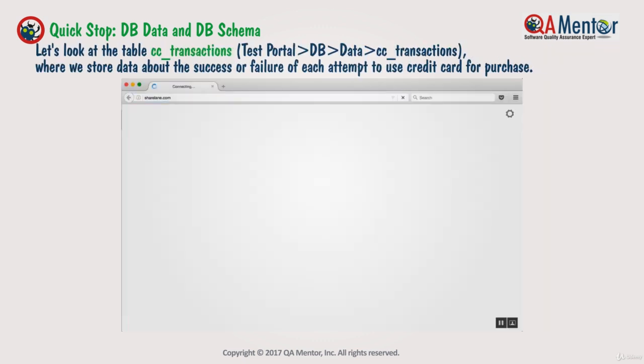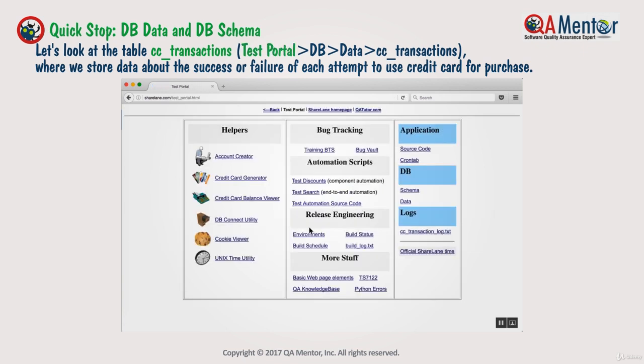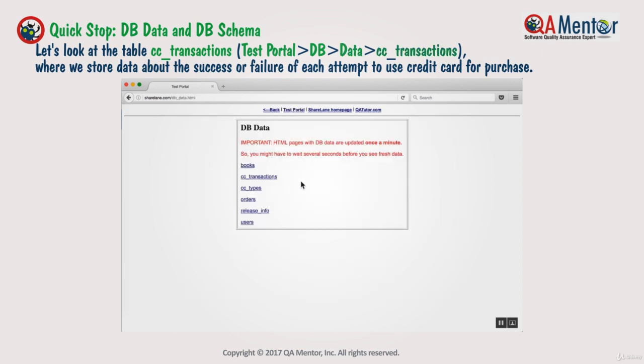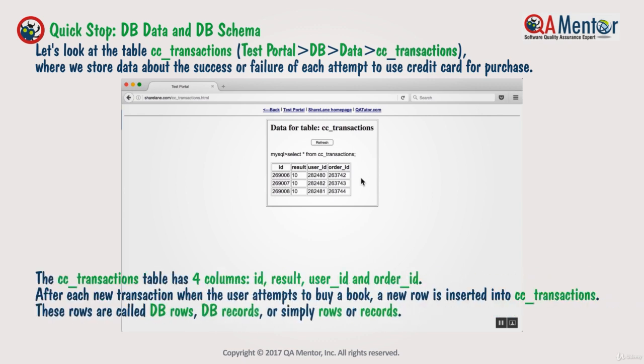The database, DB, is a set of virtual containers called tables with special relationships between them. Let's look at the table CC Transactions, Test Portal, DB, Data, CC Transactions, where we store data about the success or failure of each attempt to use credit card for purchase. The CC Transactions table has 4 columns: ID, Result, User ID, and Order ID.